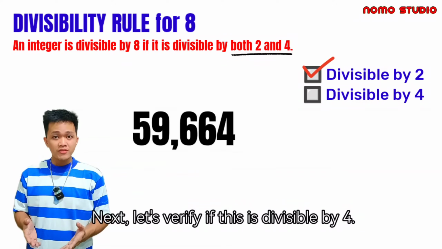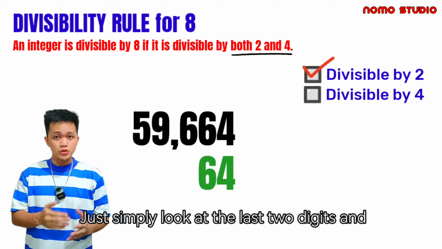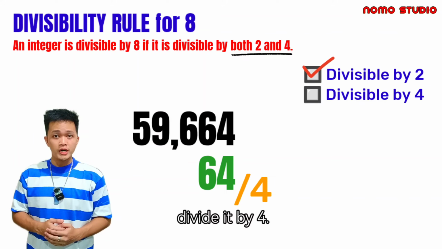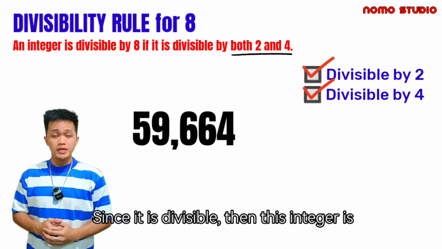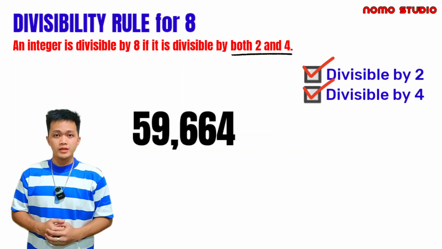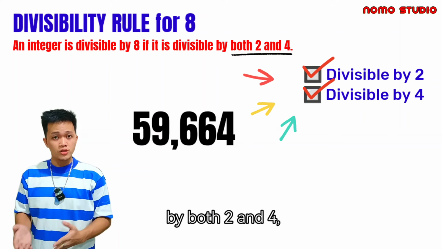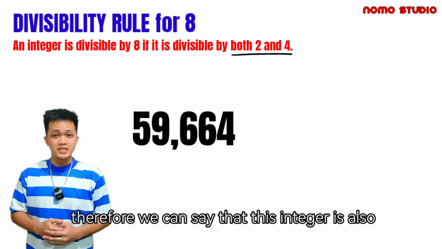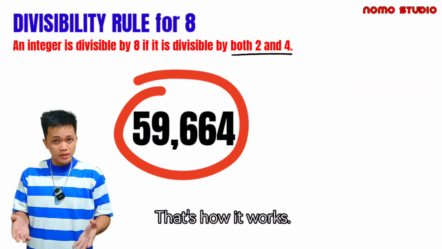Next, let's verify if this is divisible by 4. Just simply look at the last 2 digits and divide it by 4. Since it is divisible, then this integer is also divisible. Since this integer was verified as divisible by both 2 and 4, therefore we can say that this integer is also divisible by 8. That's how it works.